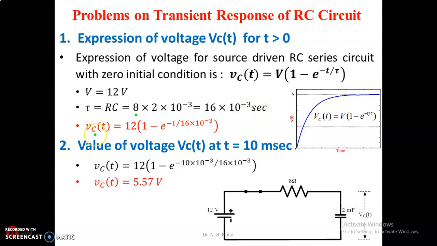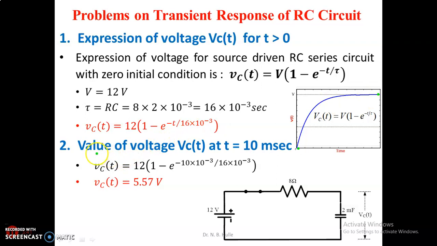Therefore, the expression for voltage across the capacitor, that is Vc of t, is equal to 12 in bracket 1 minus e raised to the power of minus t by 16 into 10 to the power of minus 3, which is nothing but the tau. The graphical representation of this equation is something like this. At t is equal to 0, we have 0 volt, and at t is equal to infinity, the maximum voltage is available across the capacitor.